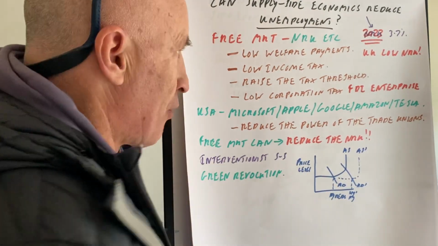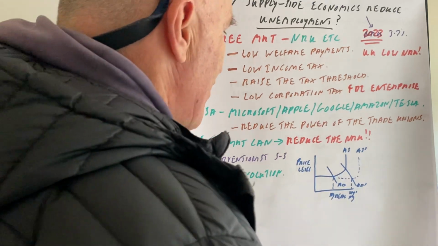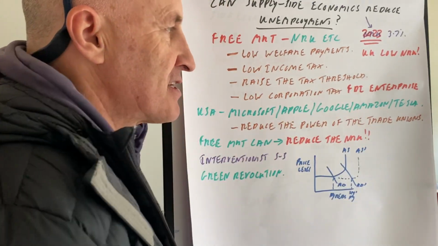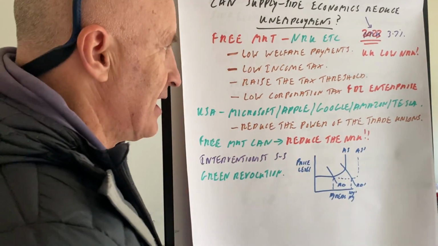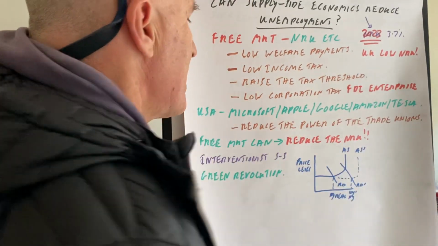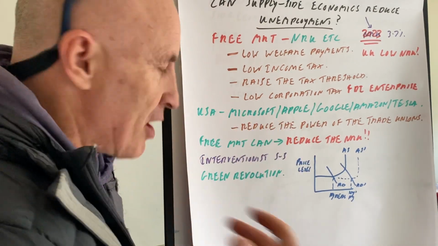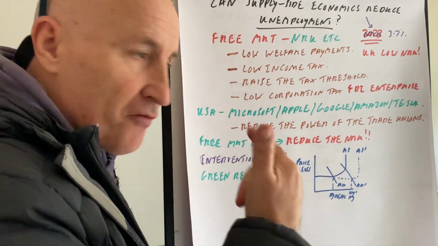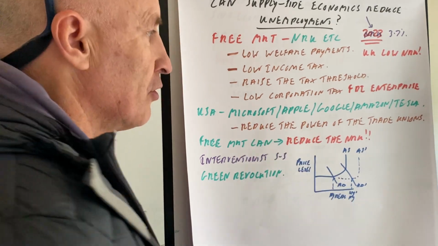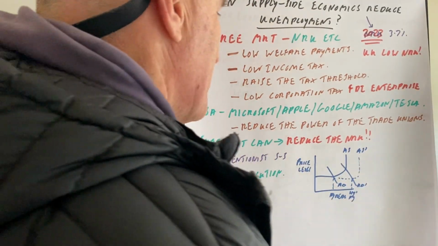Now, why is that? Probably because of low welfare payments, low income tax. We've raised the tax threshold, low corporation tax, FDI, enterprise. All of those things will hopefully come to the UK. Just a quick bit about enterprise on here. You know, enterprise and enterprise economy. I often give the USA a really hard time, but it has produced Microsoft, Apple, Tesla, Google, Alphabet, Amazon. These are huge, great, big, extraordinary companies.